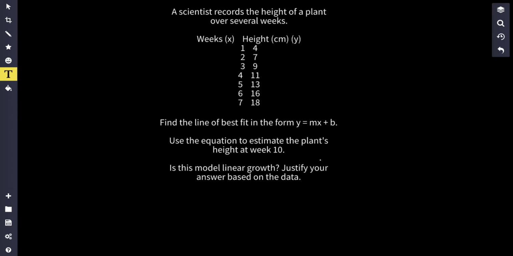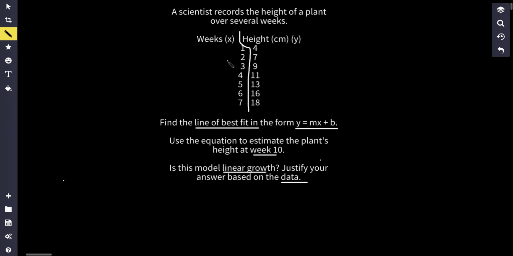A scientist records the height of a plant over several weeks. So you have weeks here, and then you have the height here. Find a line of best fit in the form of y equals mx plus b. Use this equation to estimate the plant's height at week 10. And is this model linear growth? Justify your answer based on the data.